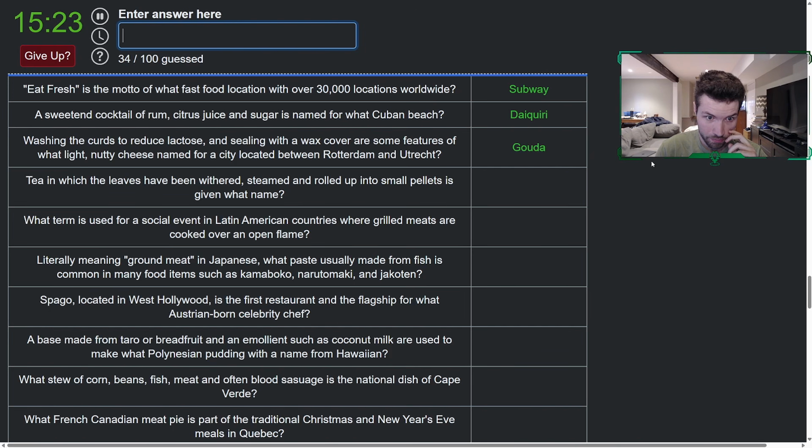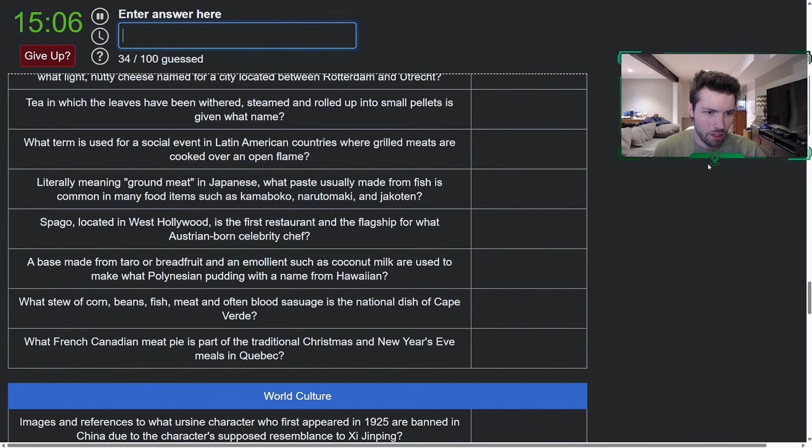So, unlucky. Literally meaning ground meat in Japanese, what paste, usually made from fish, is common in many food items such as kamaboko, narutomaki, and jakuten? Paste made from fish? I don't think I know this. Spago, located in West Hollywood, is the first restaurant and the flagship for what Austrian-born celebrity chef? Flay. Fieri. Nope, not getting it.